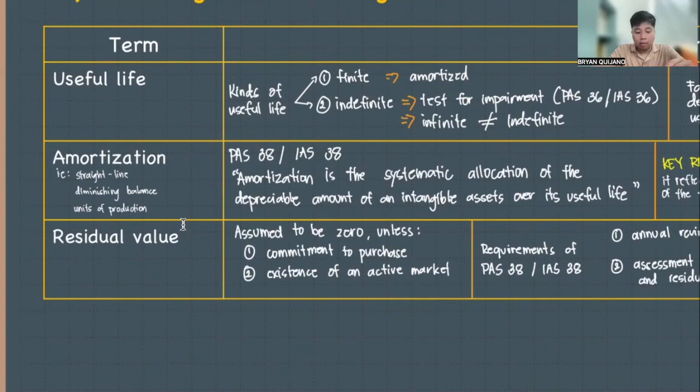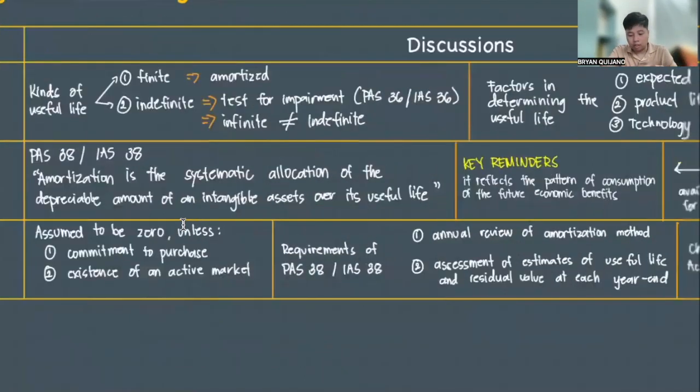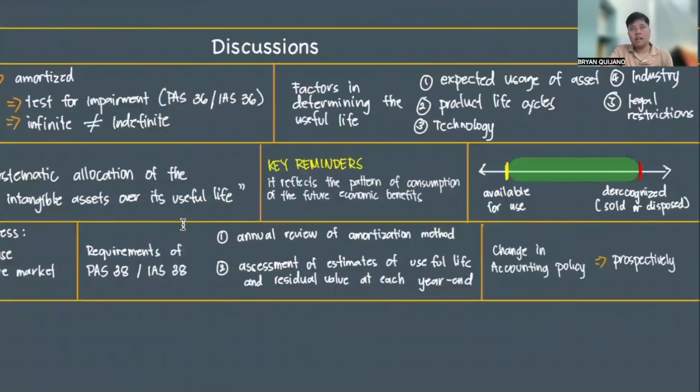Let us discuss amortization. According to the standard, amortization is the systematic allocation of depreciable amount of an intangible asset over its useful life. The accounting standard doesn't favor any amortization method. You can use straight line, diminishing balance, or units of production, provided that the amortization method implemented by a company should reflect the pattern of consumption of the future economic benefits.